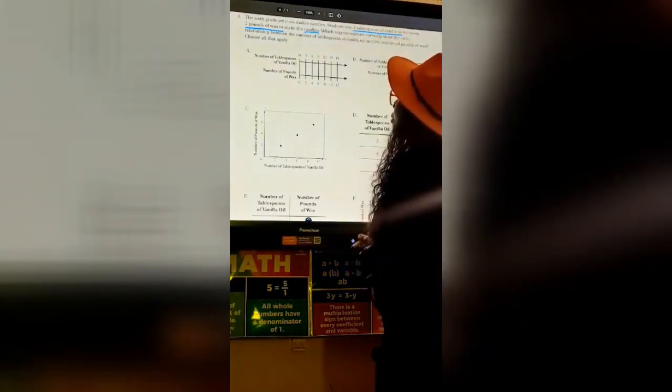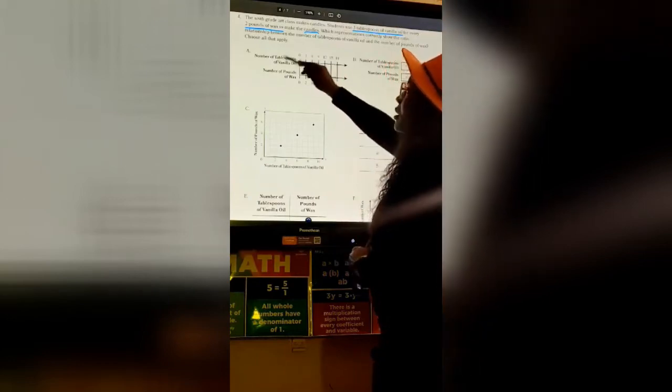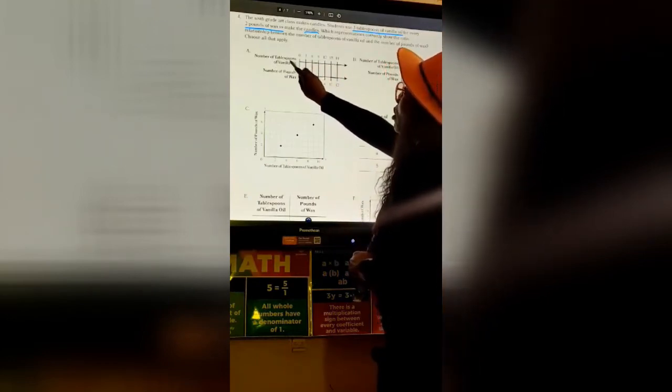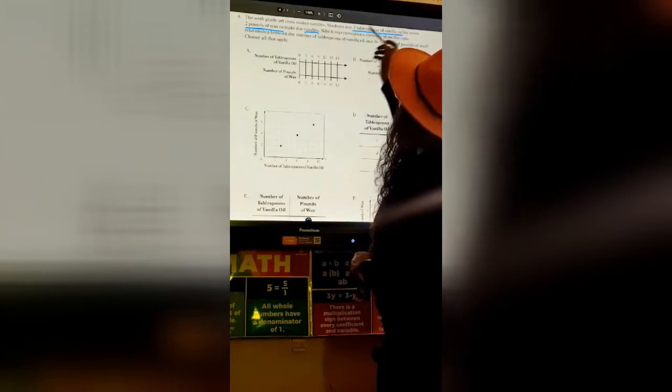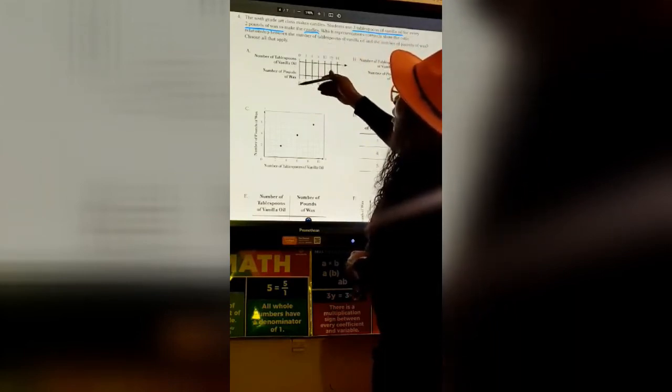So I know that I'm comparing vanilla oil to number of pounds of wax. So we know that it's a 3-to-2 ratio. So that means, looking at part A, we see that the vanilla oil is up top and the pounds of wax, so that does match what I'm comparing.